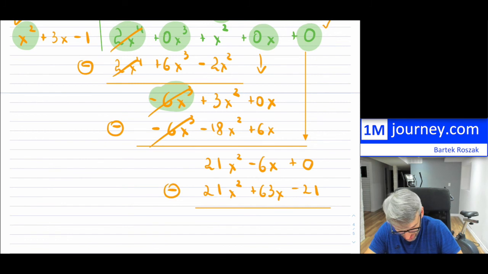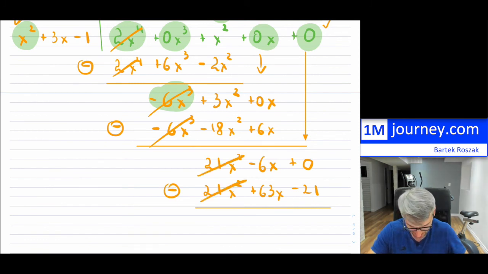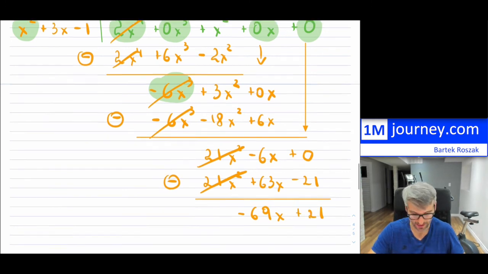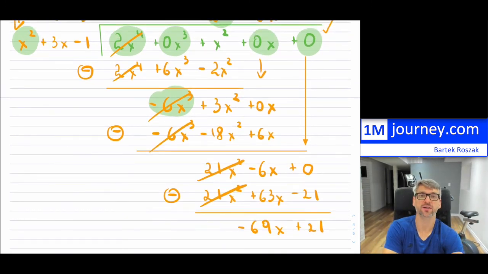Now the subtraction, so this cancels. And I'm going to get, so this is going to be negative 69x and plus 21. And now you're finally finished. So this is your remainder.